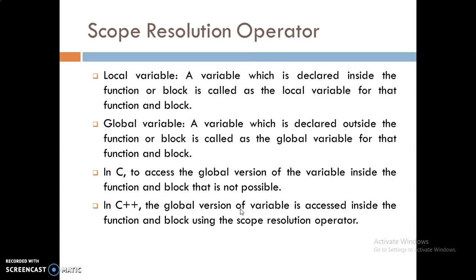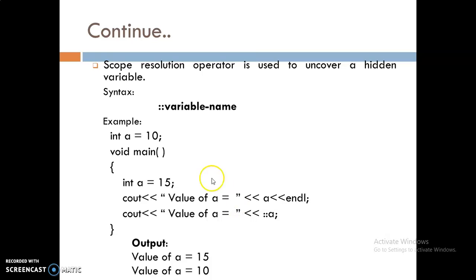But how is it possible? You can access the global variable by using the scope resolution operator, which was not possible in C. Now we will see one example. These 4 dots are an example of the scope resolution operator. Whenever I talk about the scope resolution operator, I am talking about these 4 dots. So you can access the global variable here. The global variable A is equal to 10, which you can access inside the scope of the local variable.